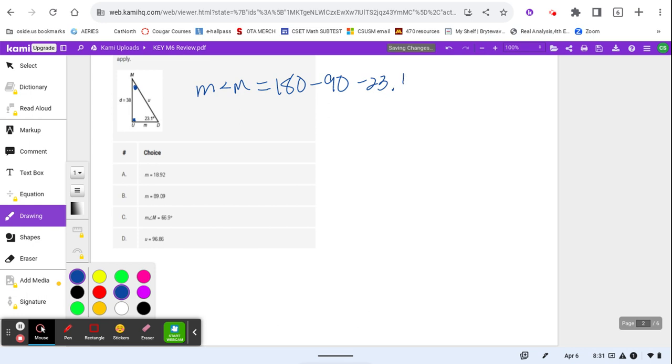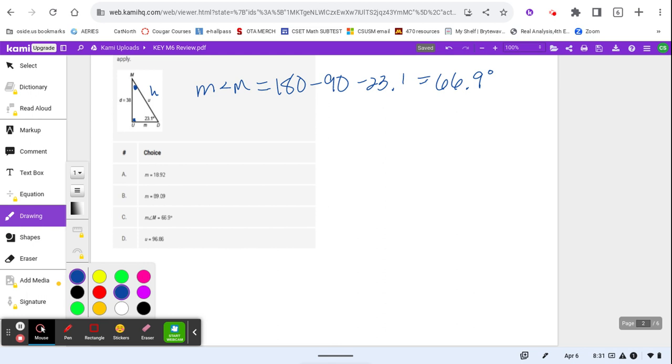I'm grabbing my calculator right now. And so 180 minus 90 is just 90. 90 minus 23.1, I'm getting 66.9 degrees. And then they want you to find the length u, which is the hypotenuse right here.